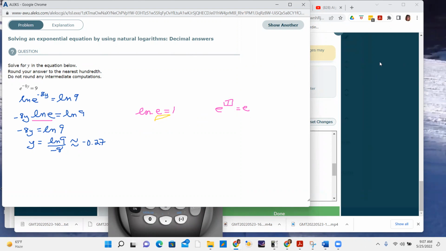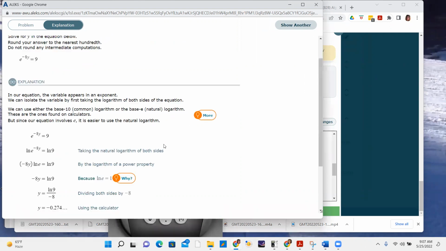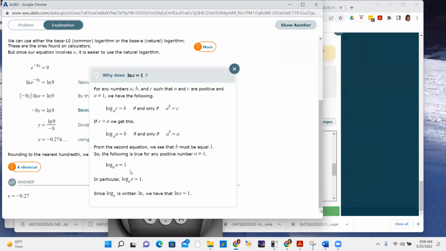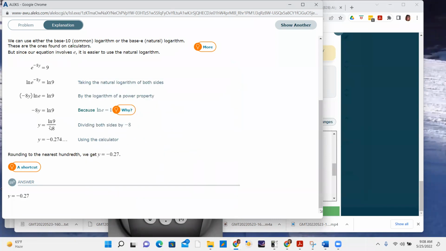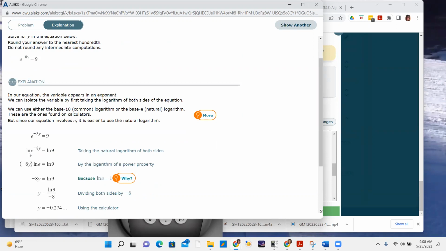And let us take a look at the ALEKS explanation. They also take the natural log of both sides, bring down the exponent using that power property. Natural log of e equals 1. So they go through this explanation again. Right, e to the first power equals e. Divide both sides by negative 8 and do that on the calculator. Okay, so anytime we see a variable up in the exponent that we're trying to solve for, take the log of both sides. And again, my general rule is I use common log unless I see an e. So here we purposely took the natural log because that made things a lot easier because the natural log of e is 1.